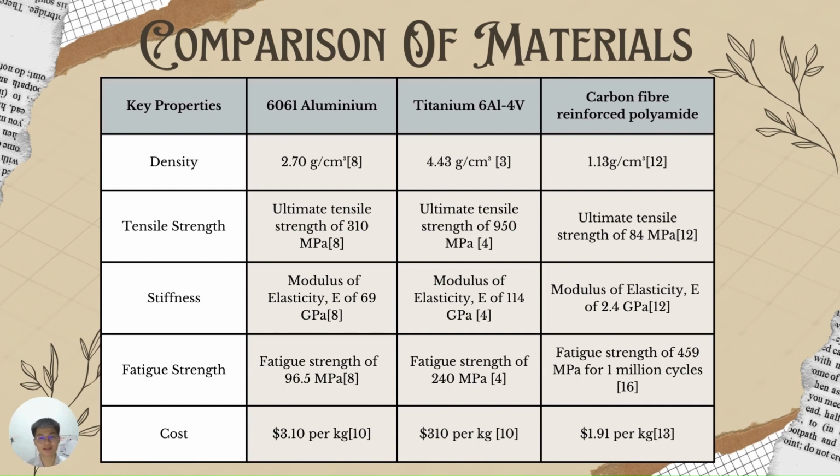For its mechanical properties, the titanium alloy has a density of 4.43 grams per cubic centimeter, which is lower than the density of pure titanium, which is 4.5 grams per cubic centimeter. Besides that, the titanium alloy has a modulus of elasticity of 114 gigapascal and an ultimate tensile strength of 950 megapascal, which means that this titanium alloy is stiffer than pure titanium and can be plastically deformed without sacrificing its structural integrity. The fatigue strength of the titanium alloy is 240 megapascal, which is significantly higher than aluminum 6061.